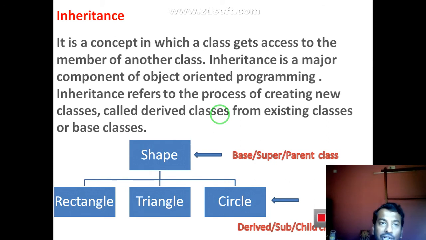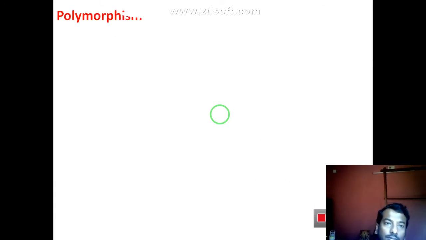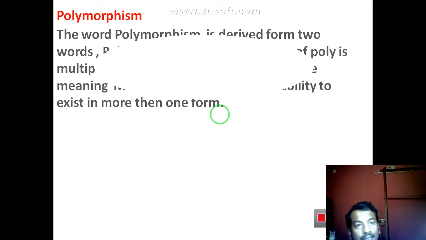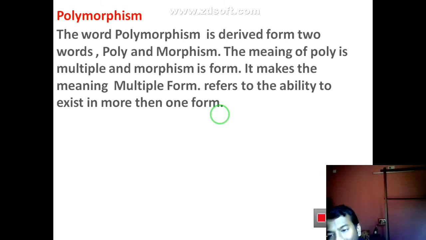Next point, polymorphism. Polymorphism is derived from two words, poly and morphism. Poly means many or multiple, and morphism means form. So it gives the meaning of multiple forms. It refers to the ability to exist in more than one form. We can also say that one unit can have multiple jobs at a time. That is called polymorphism.